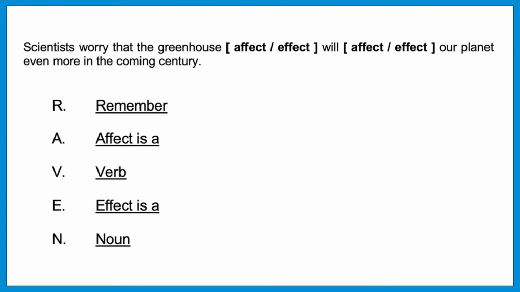When they say the greenhouse effect, that's a noun. The greenhouse effect is a thing. So the first one would be E, the greenhouse effect. And then when they say it will affect our planet, that's an action, or a verb. So the second one is an A. Greenhouse effect with an E will affect our planet with an A in the second part. My students find this extremely helpful to remember the difference between affect and effect.